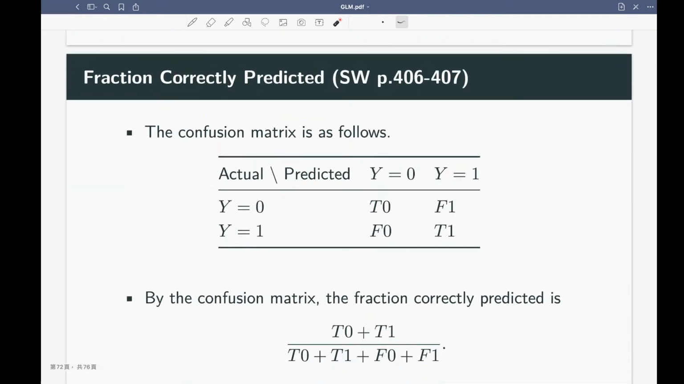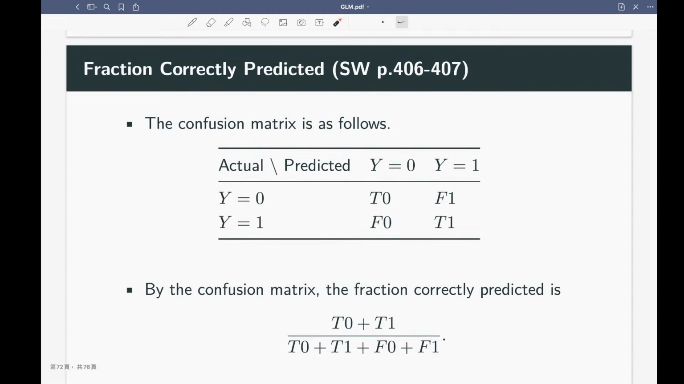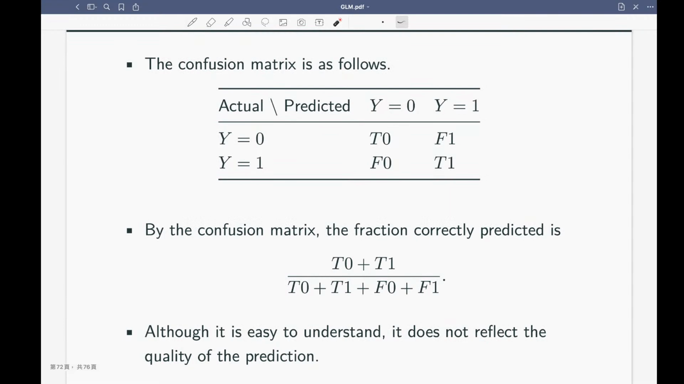And next, we can use the fraction correctly predicted. In machine learning, we call this the confusion matrix. They are the same thing, although they have different names. Here we can see the confusion matrix as follows. In this table, you can see the actual y equals 0, y equals 1, and here is the predicted value, y equals 0, y equals 1.